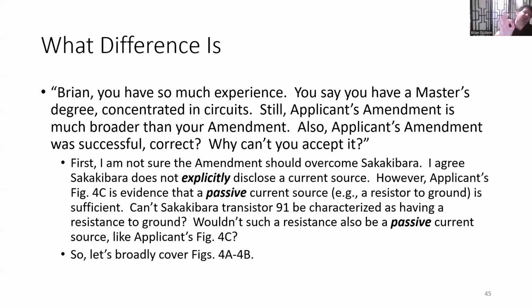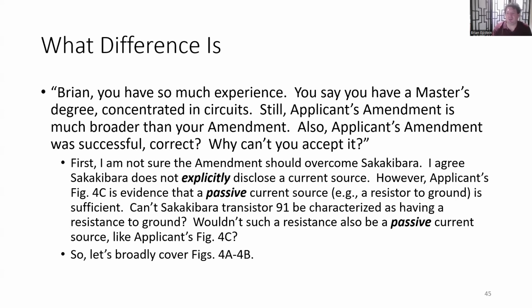So can't Sakakibara transistor 91 be characterized as having a resistance to ground? Yes, of course. Wouldn't such a resistance also be a passive current source like applicant's figure 4C? Is that what an applicant intended? No. Is that a reasonable rejection? I mean, I sure think so. We definitely characterize that sort of thing in school. So my suggestion then is to broadly cover figures 4A and 4B, and that's what I'm trying to do.